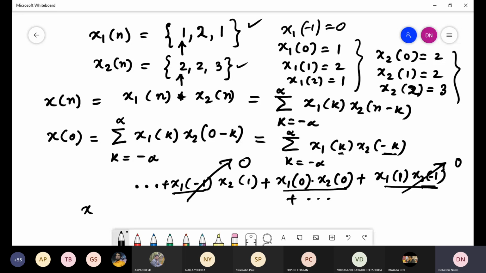to find out x[0]. So x[0] is equal to x1[0] into x2[0]. x1[0] is equal to 1 and x2[0] is equal to 2, so the result is 2. So x[0] is equal to 2. Okay, you note it, you write it, x[0] is equal to 2. Then I have to find out x[1].